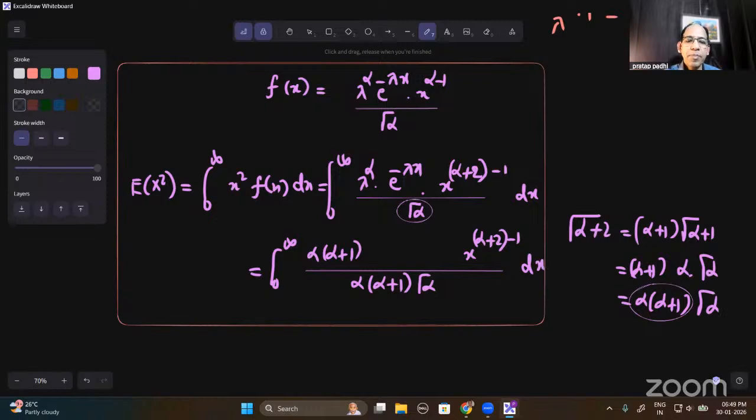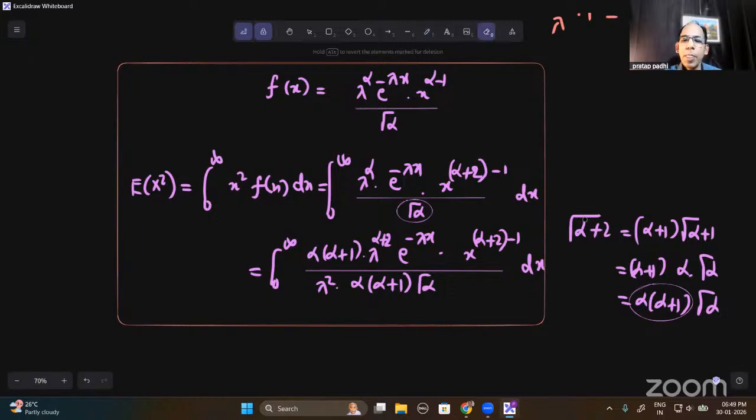Everything is fine. I didn't change e^(-lambda x), so that will be as usual. However, I want here also lambda^(alpha+2). I had lambda^alpha already, so lambda² I need to multiply here. Next step, if you see, let me erase all this.